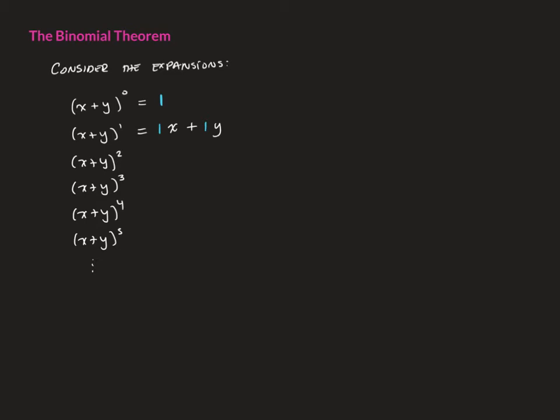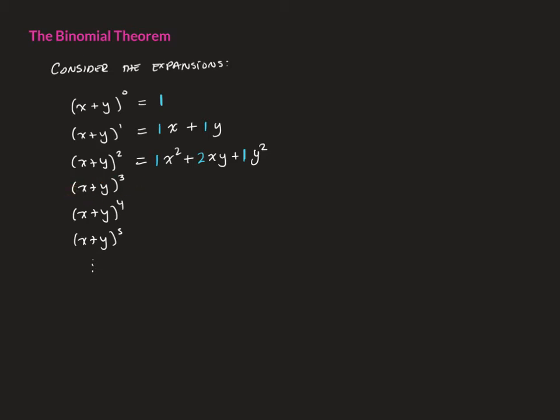Now, (x + y)^2, we are more familiar with that one from the time when we learned factorization. (x + y)^2 is a perfect square, and the expansion of the perfect square is x^2 + 2xy + y^2. Now, if we keep multiplying the previous expansion by x + y, we would get our next expansion, (x + y)^3.